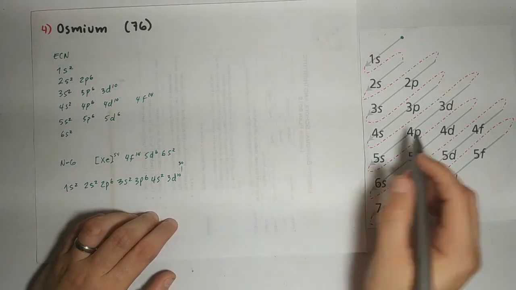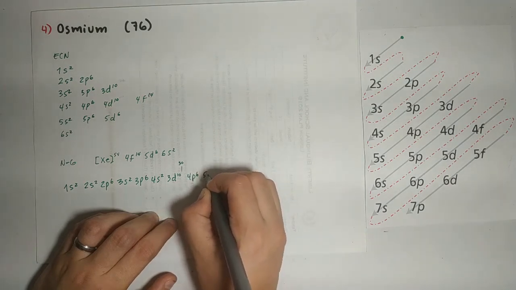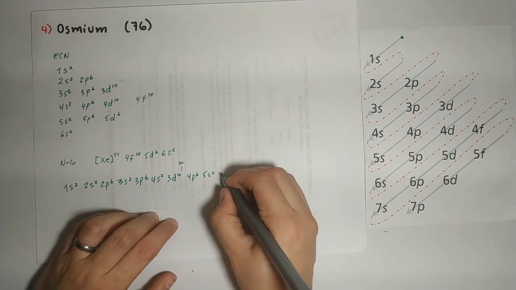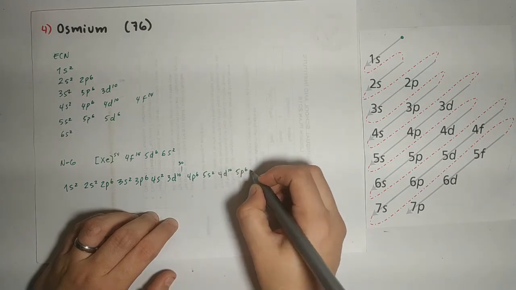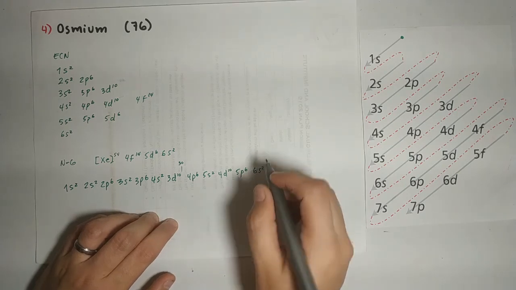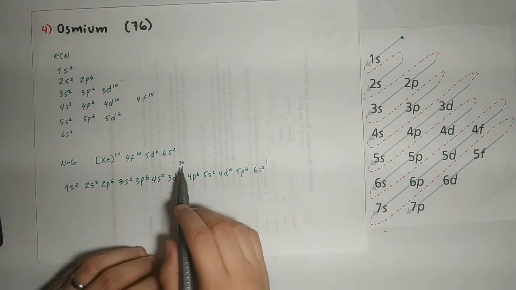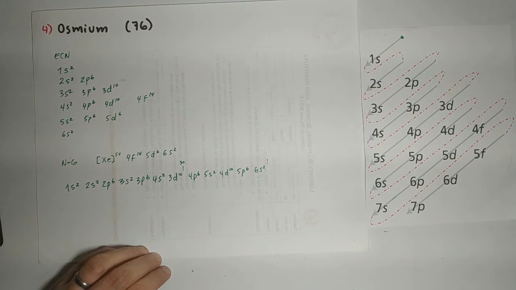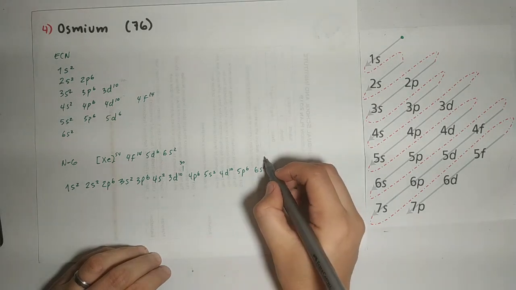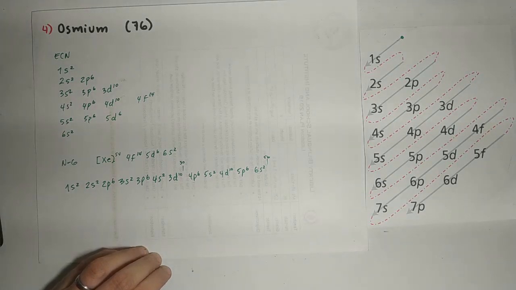After 3d10 it comes 4p6, 5s2, 4d10, 5p6, 6s2. Until here I have 30, 38, 48, and 8, I have 56. To get 76, that means that I still need 20.